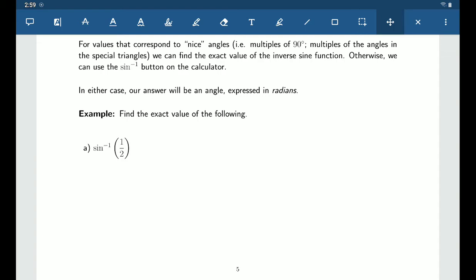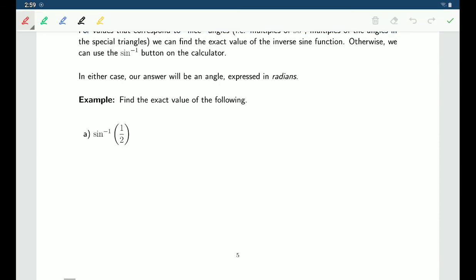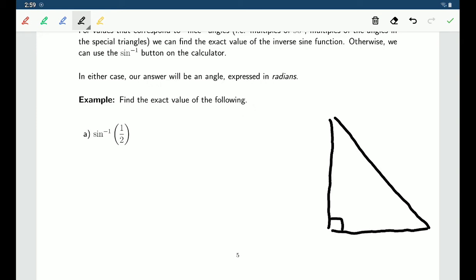So for the first one, we want to find sine inverse of a half. And I'm just going to quickly jot down my special triangle here for the 30, 60, 90. And I'm going to write it in terms of radians to keep things exciting. So 30 degrees would be pi over 6. 60 degrees would be pi over 3. Opposite the 30-degree angle, so opposite pi over 6, the side length is 1. Opposite the pi over 3 or 60-degree angle, the side length is root 3. And opposite the hypotenuse, the side length is 2.